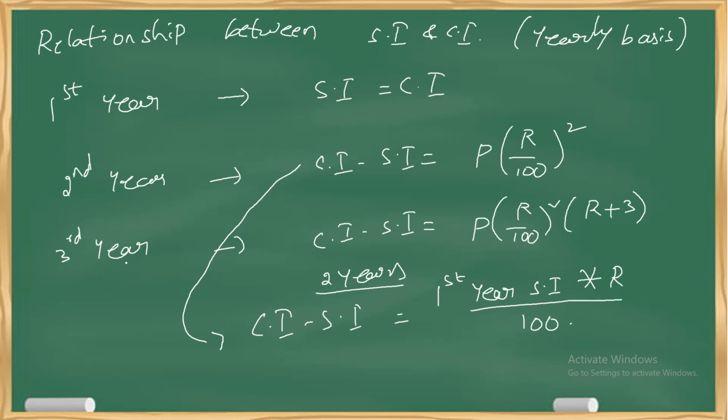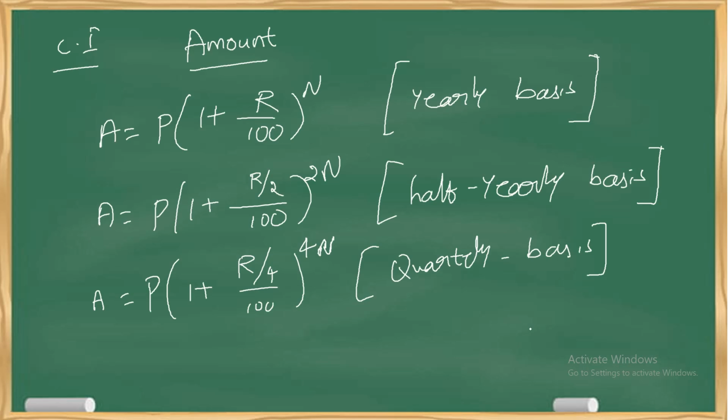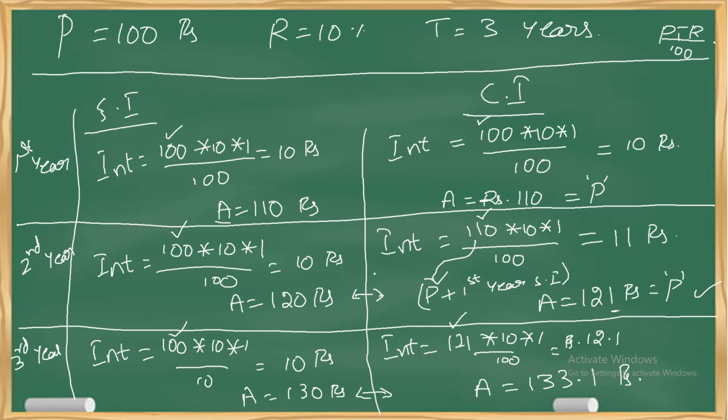When 2 years is given, there is another formula, that is compound interest minus simple interest is equal to first year simple interest into R by 100. Now how did you get this one? We'll go back to this example, the comparison here. Second year, what is the interest here? 10 rupees, but here 11 rupees. Why did you get this 1 rupee extra?